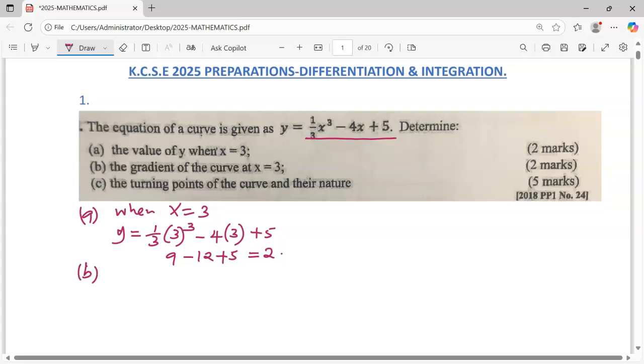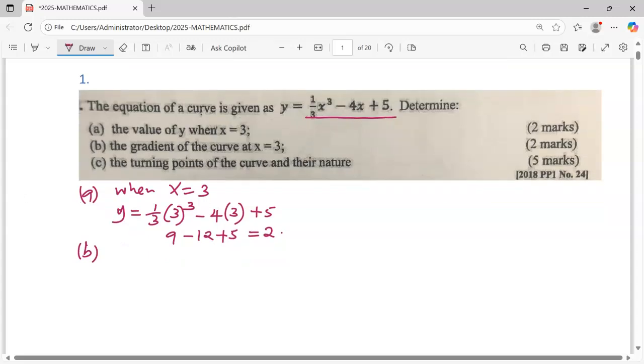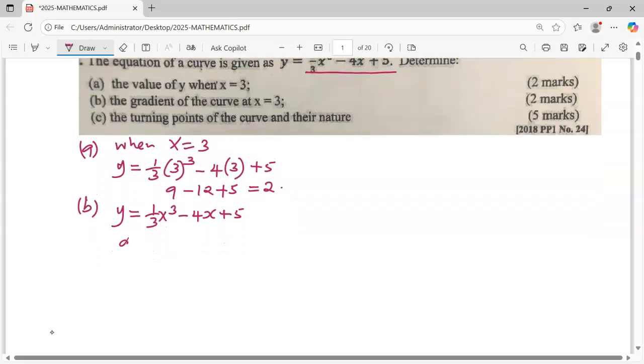We move to part B of the question. In part B, we are supposed to find the gradient of the curve at x equals 3. The first thing we are going to do, since we have the function in the form of y equals a third x cubed minus 4x plus 5, for us to be able to find the gradient, we must first get the gradient function of the curve by differentiating the given function, that is dy over dx.